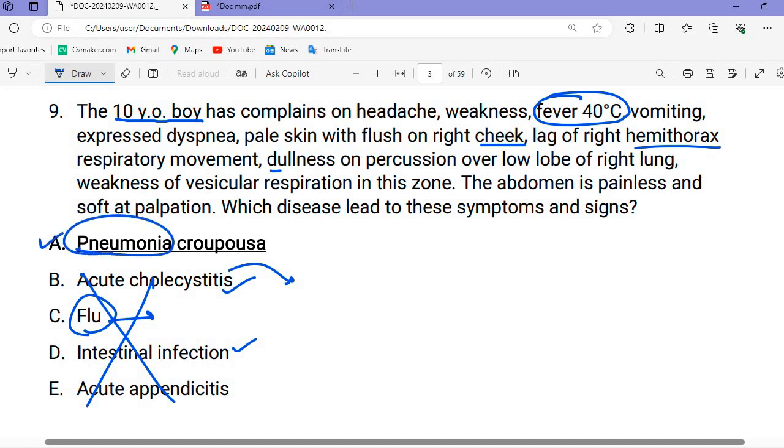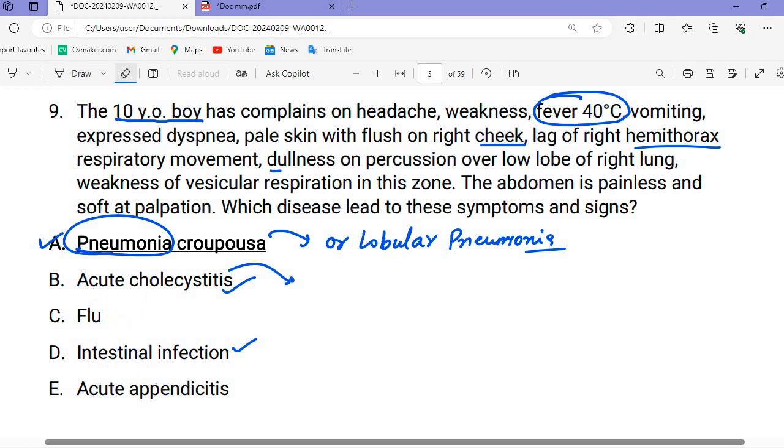So what is pneumonia crouposa and what is pneumonia? See, when we talk about pneumonia, there can be croupous pneumonia, it can be lobar pneumonia, or it can be bronchopneumonia as well. So let's first discuss this one, which we can also call lobar pneumonia. And this lobar pneumonia, or we can say the focal.